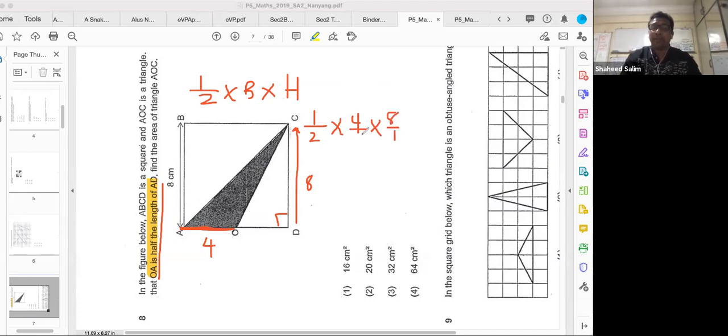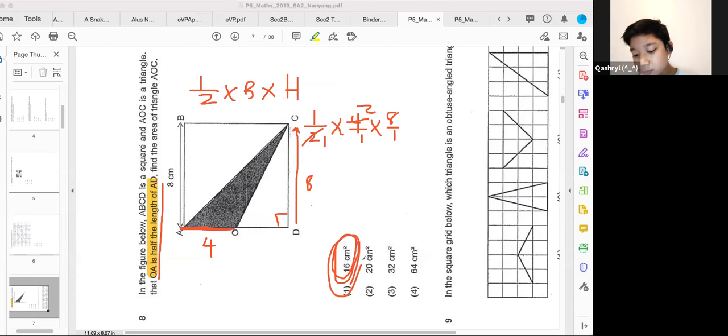Then you can cancel. What can you cancel? I can divide by 2, get 1. I divide by 2, you get 2. 2 times 8, 16. Come on, boys and girls, you can do this. Not so difficult, right? It's not so difficult. You can do this. Okay.